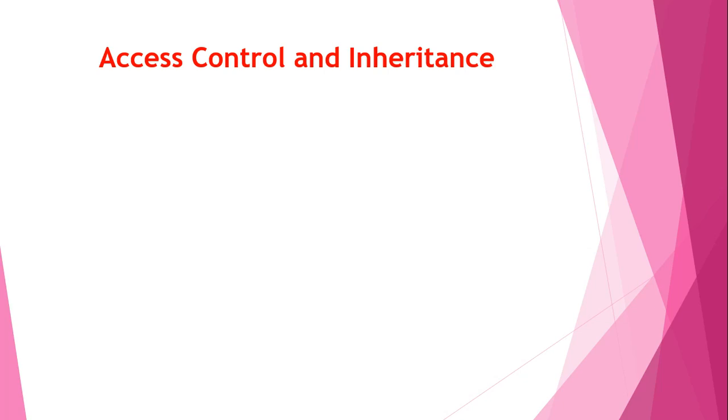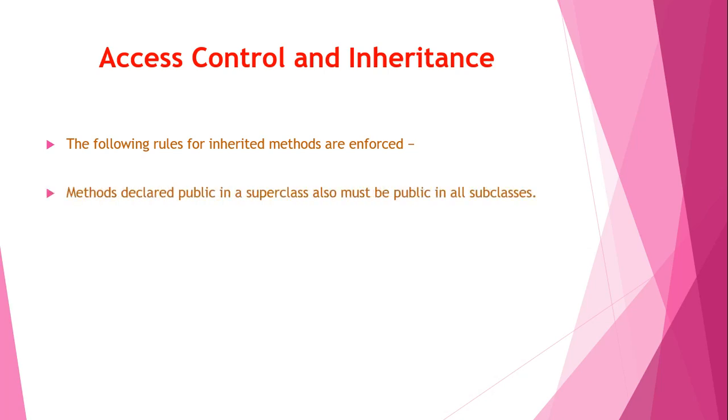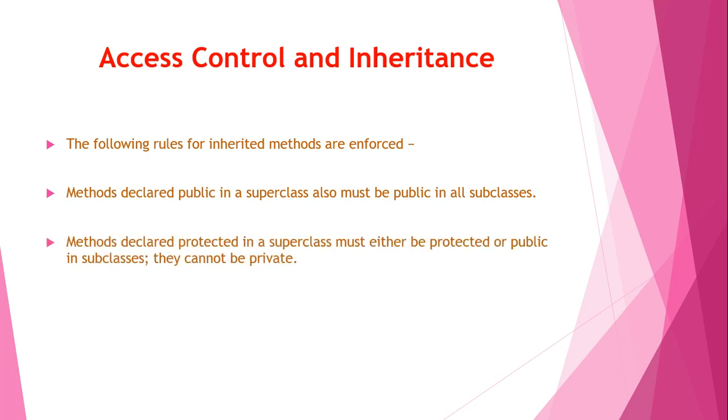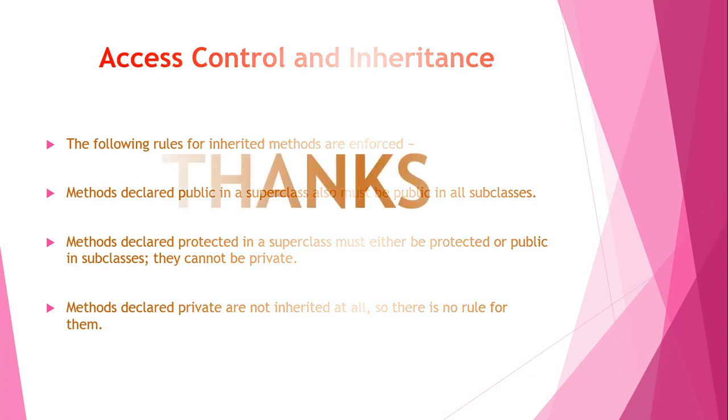Let's discuss access control and inheritance. The following rules for inherited methods are enforced. A method declared public in a superclass must also be public in all subclasses. A method declared protected in a superclass must either be protected or public in the subclass; it cannot be private. Methods declared private are not inherited at all, so there is no rule for them.